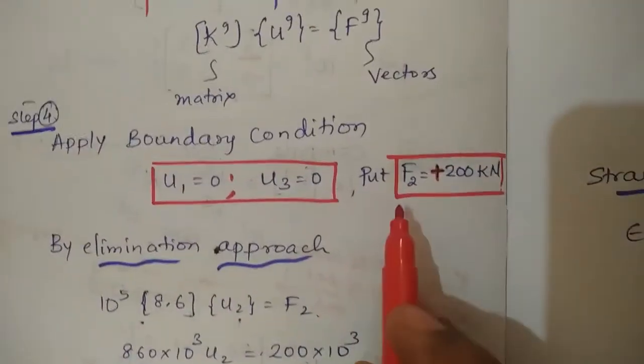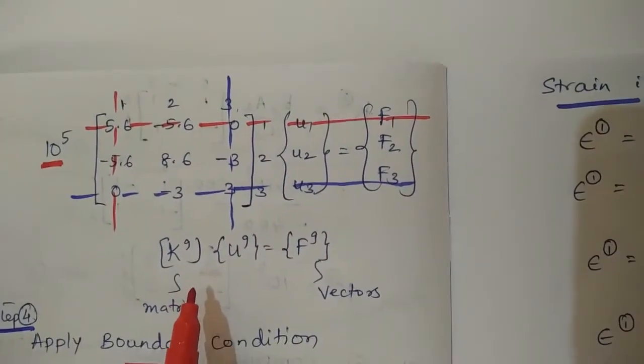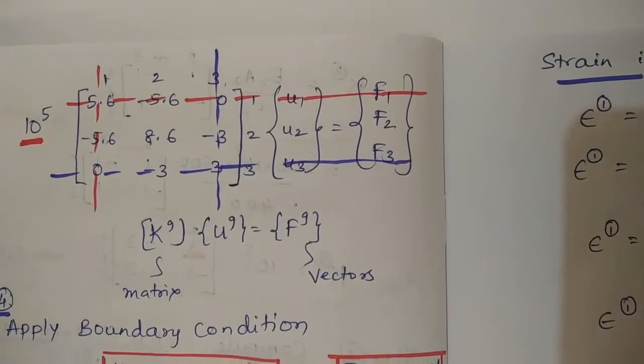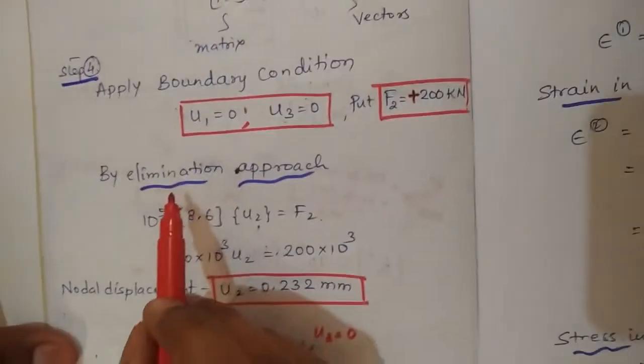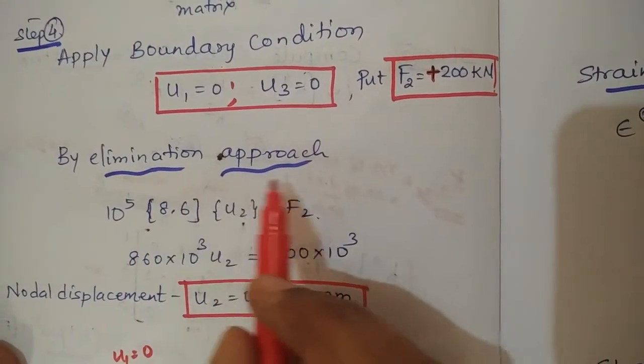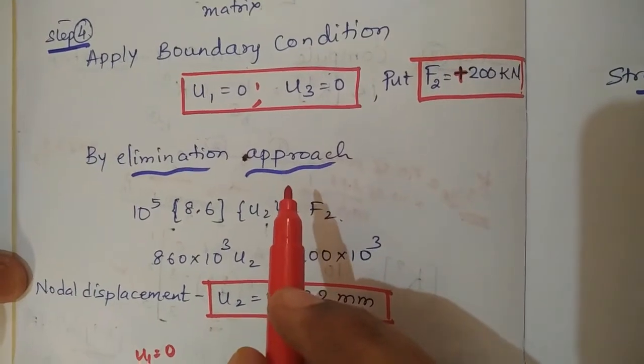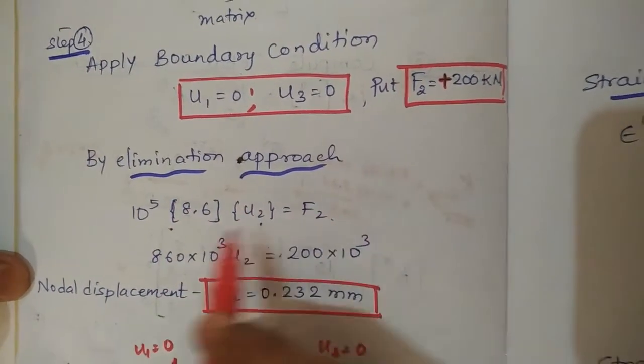Coming back to this, have a look into it. I will use the elimination approach of handling boundary conditions. Elimination approach, it's a very important technique widely used in FEA. Easy technique to apply boundary conditions. There's another technique, the penalty approach for multi-point constraint. We'll also learn that going forward.